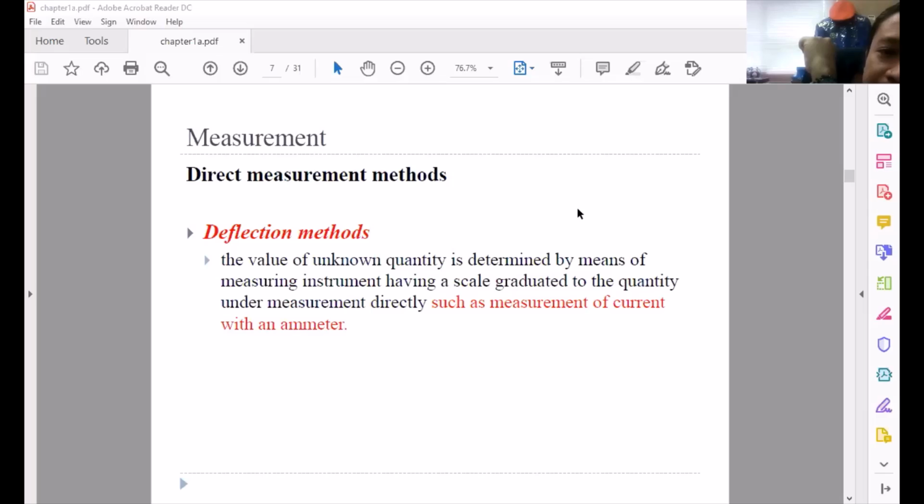You can use a watch as an instrument, but not an electrical instrument. We can measure time using the watch, because a watch can measure time. If you have an analog watch, you can see the pointer increase gradually. So that's what we call the deflection method.